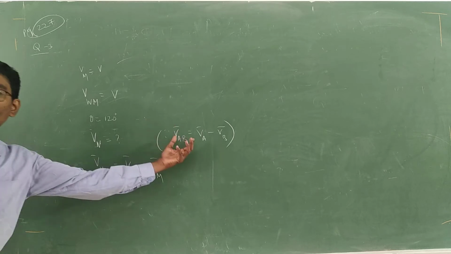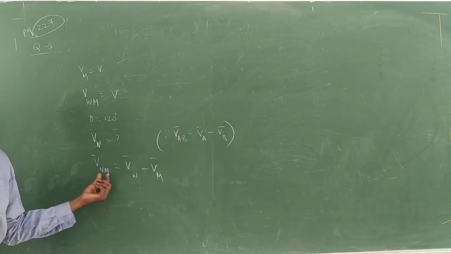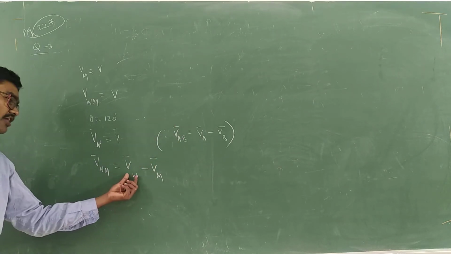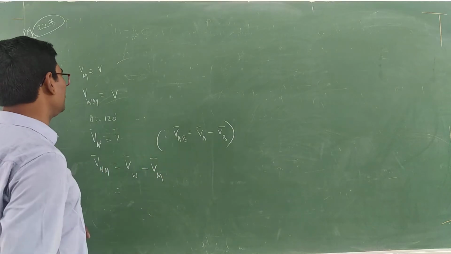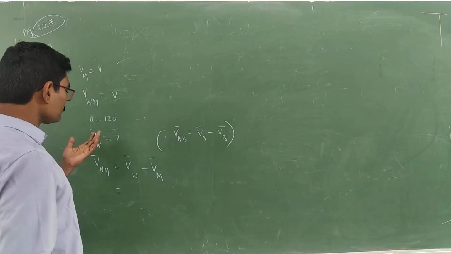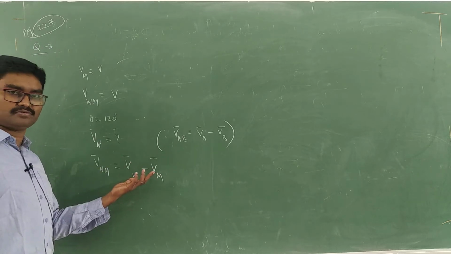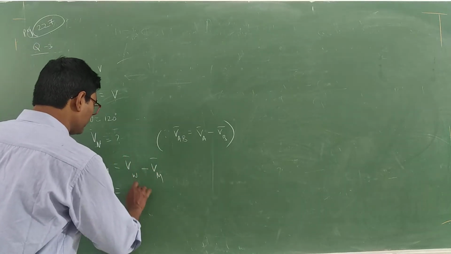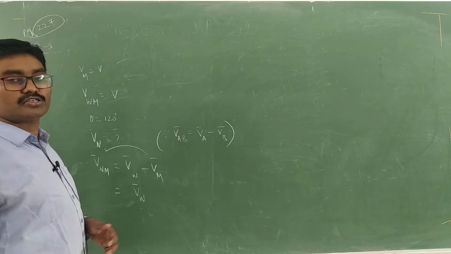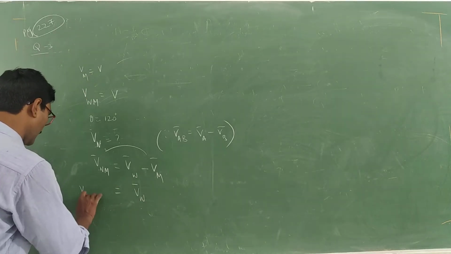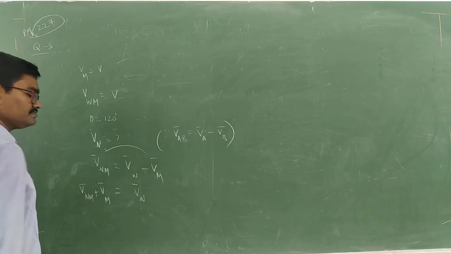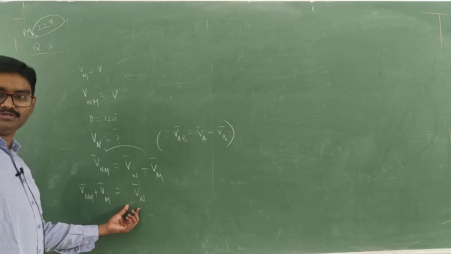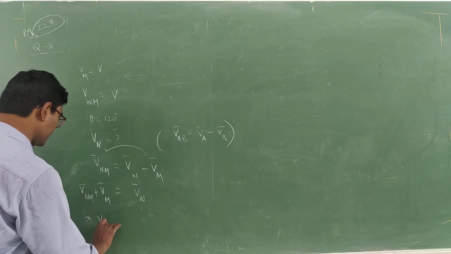Based on that formula, we are applying here: velocity of wind with respect to man is equal to velocity of wind minus velocity of man. So what is this velocity of wind? I don't know, that only I need to calculate. This is the pure velocity. Velocity of wind with respect to man, you can send this to the left side. So velocity of wind with respect to man plus velocity of man gives you velocity of wind.